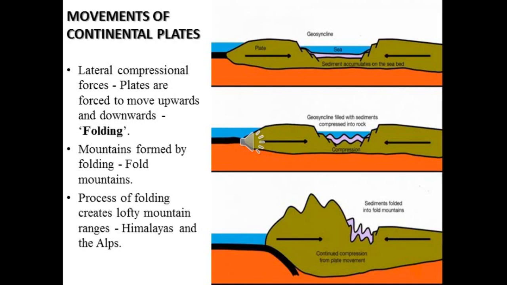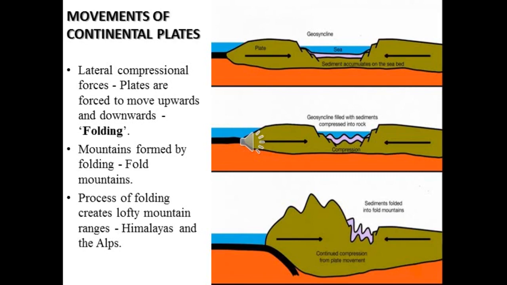What do I mean by lateral compression force? It is a physical force which presses the object in its inward direction and makes it compact. Some physical forces act on the surfaces internally so that they get compacted, that is, closely packed. Because of these lateral compressional forces, which push the plates, the plates are forced to move upward and downward.